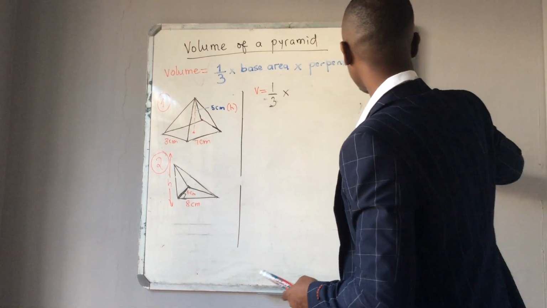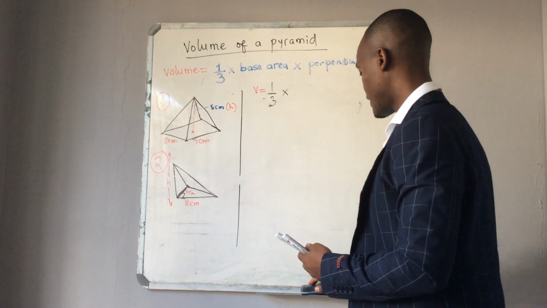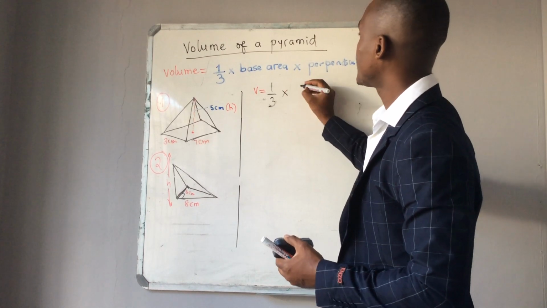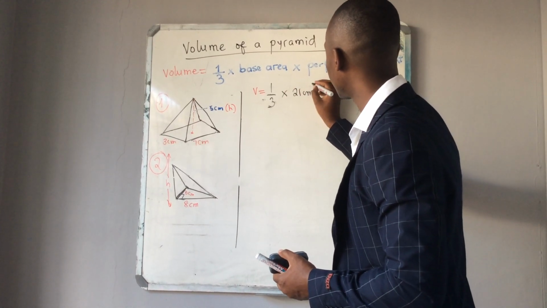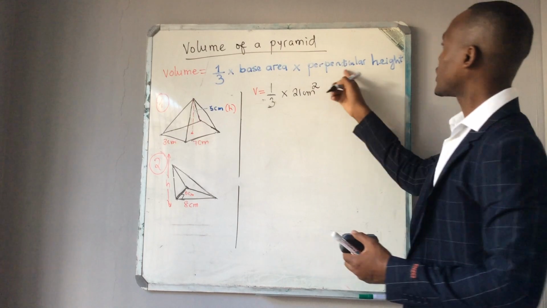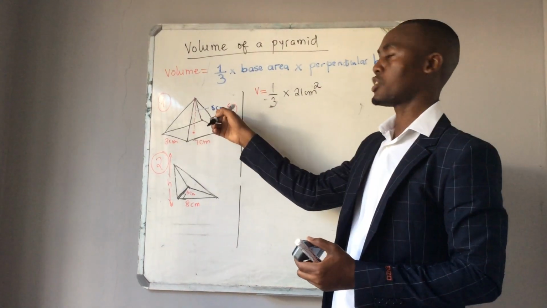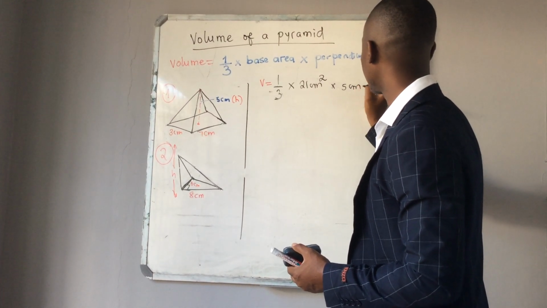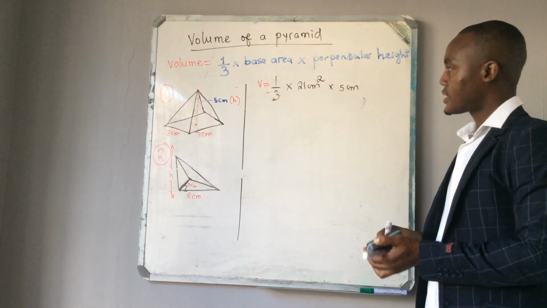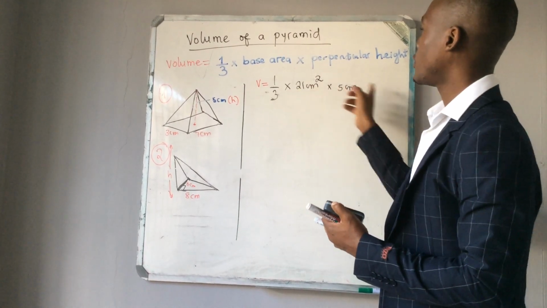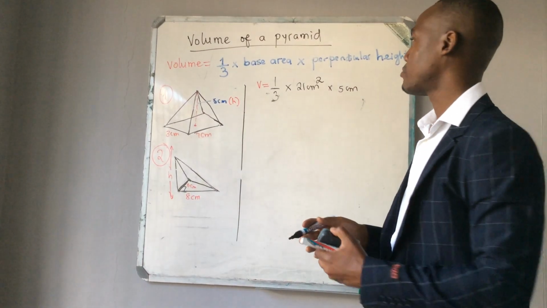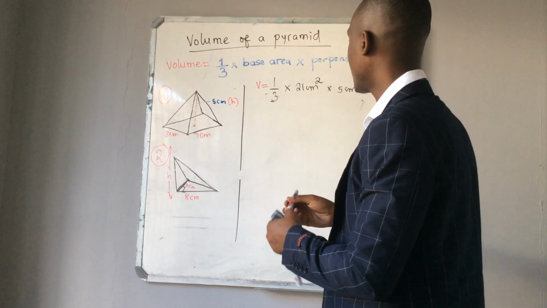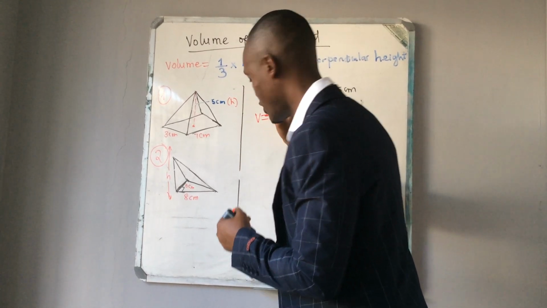The next step, after we found this area, is to plug it into the original formula. So we have, in this case, 1/3 times 21 centimeters squared, and then times perpendicular height. Now the perpendicular height is already given here, which is 5 centimeters. So we're going to do times, in this case, 5 centimeters. Now, when we have found all the values as given here, we can just multiply each of them. Now the volume, we can write here, abbreviation of V.